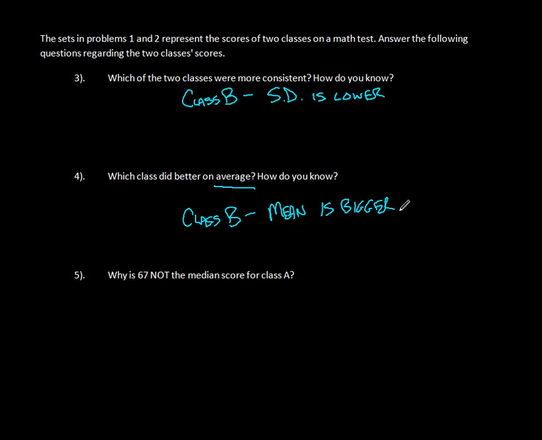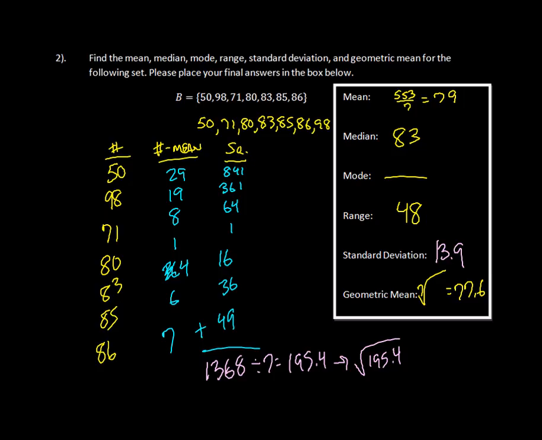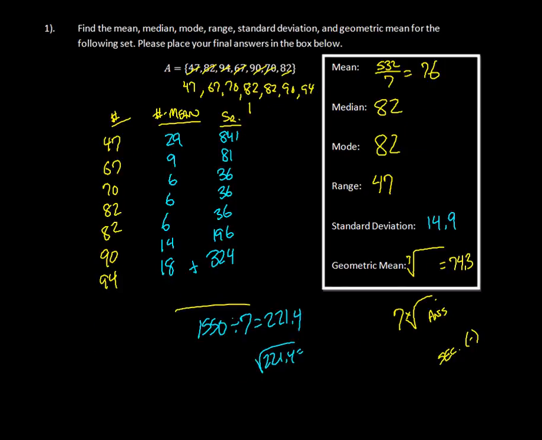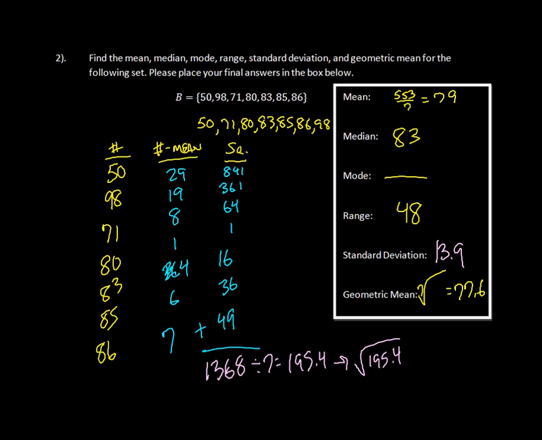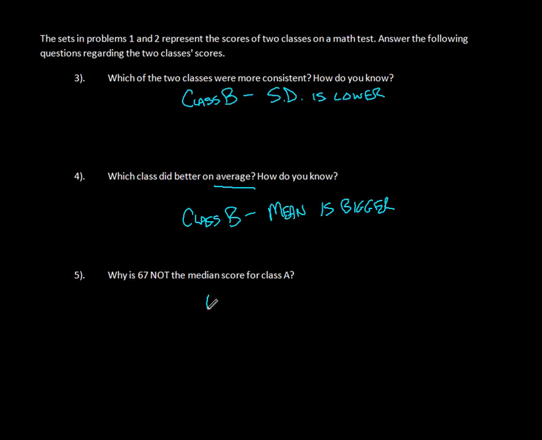All right, why is 67 not the median score for class A? Well, let's look back at that real quick and figure out why. 67 was in the middle. Why is it not the median? Well, we haven't put it in least to greatest order yet. So that's the big important part there, that we need to have it in order from least to greatest. Must be in that order.